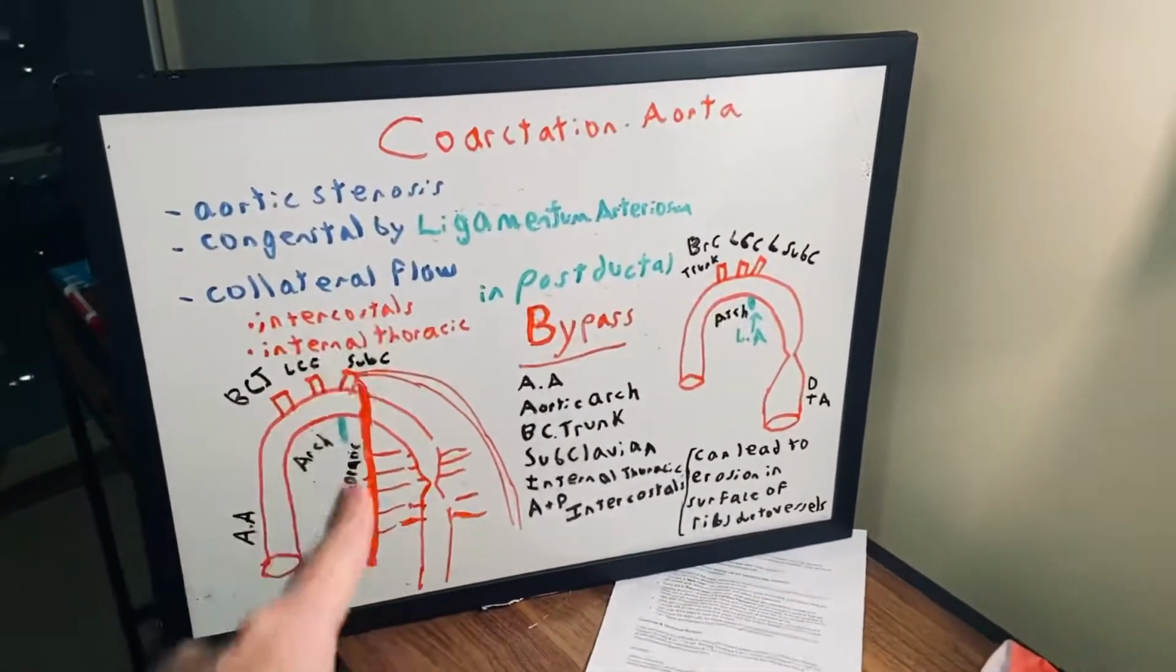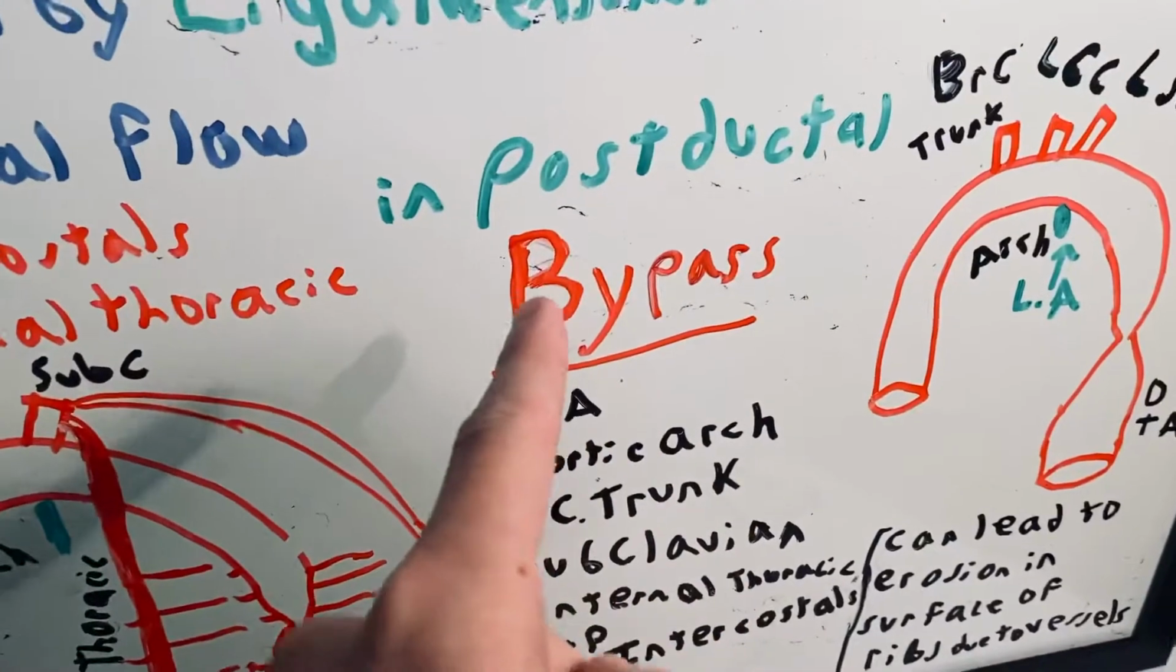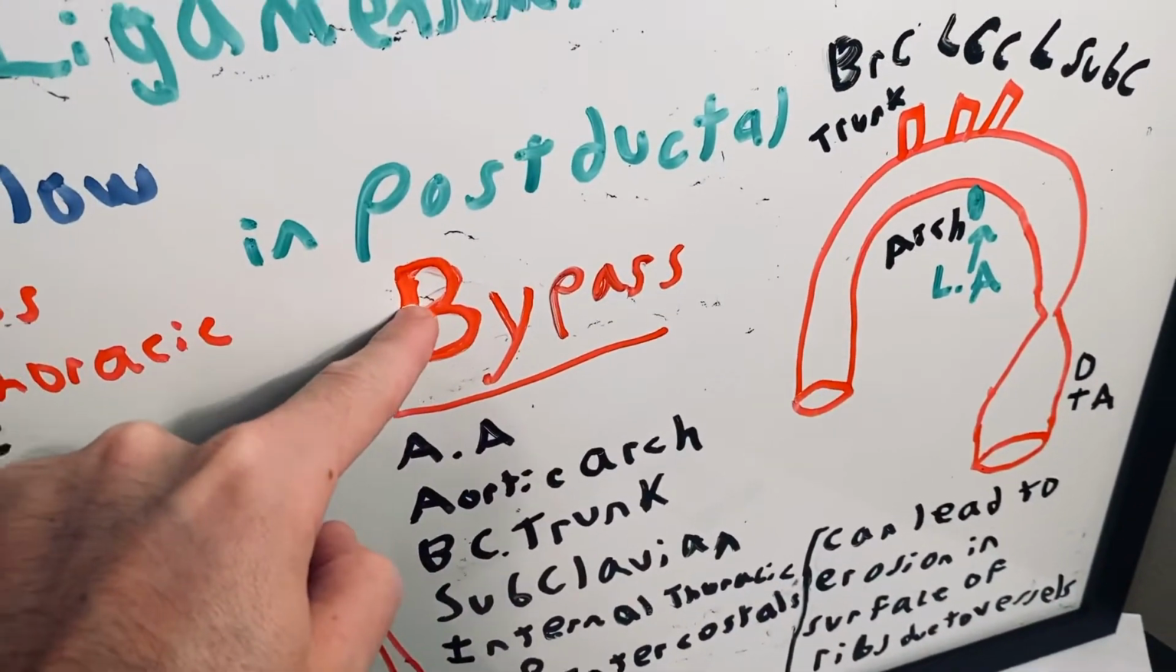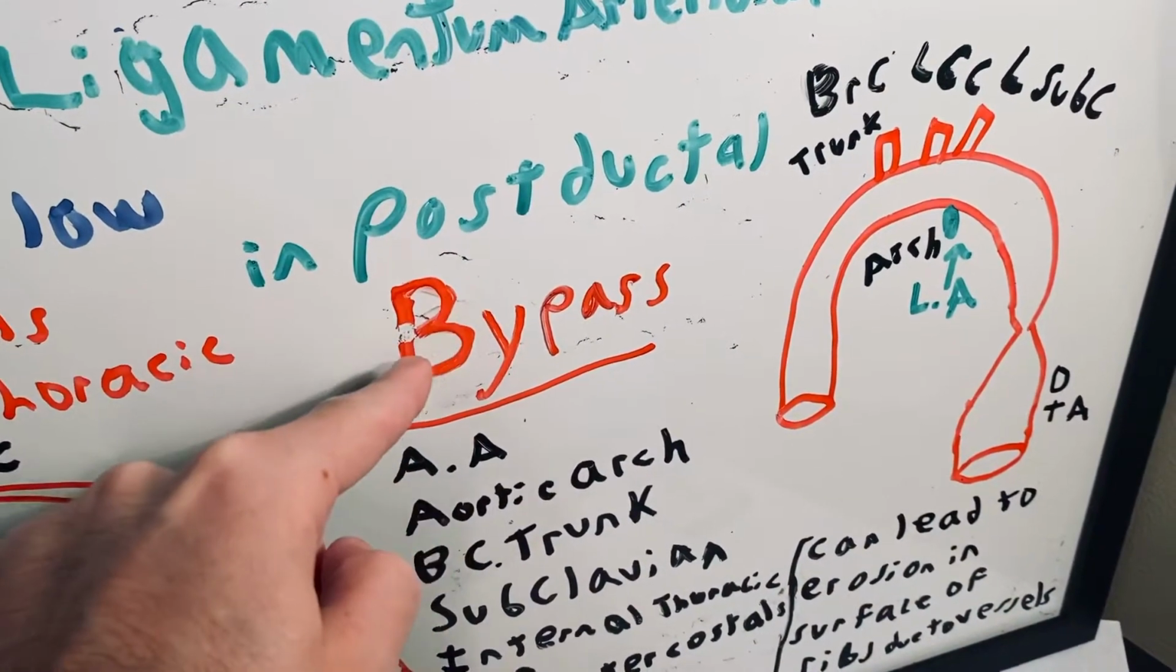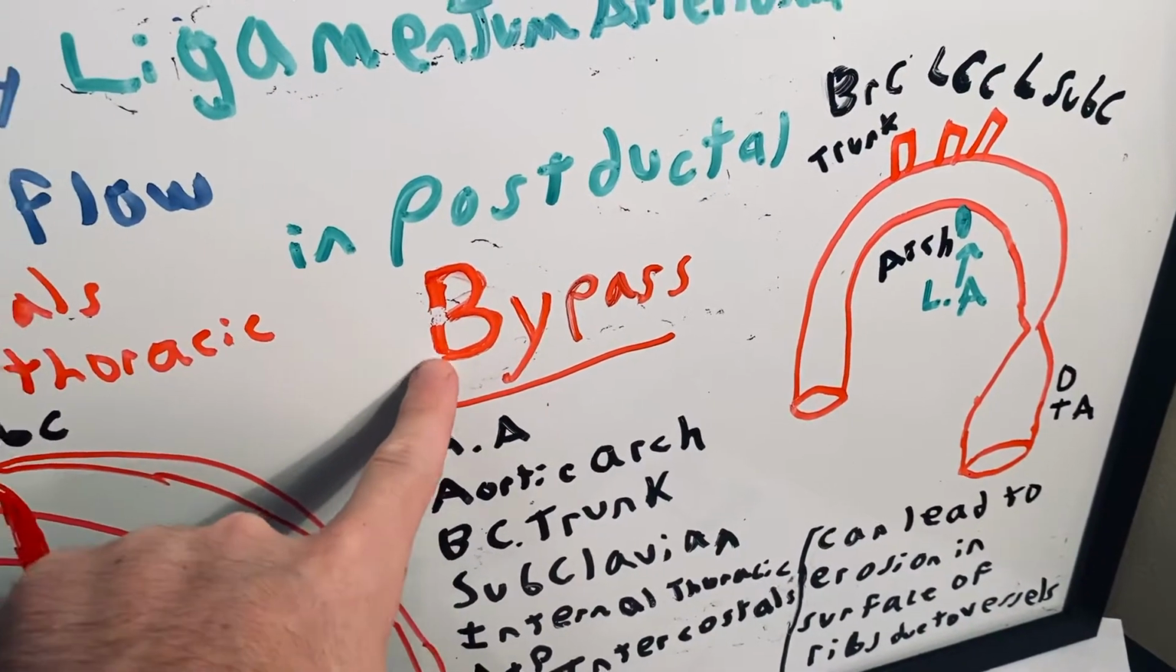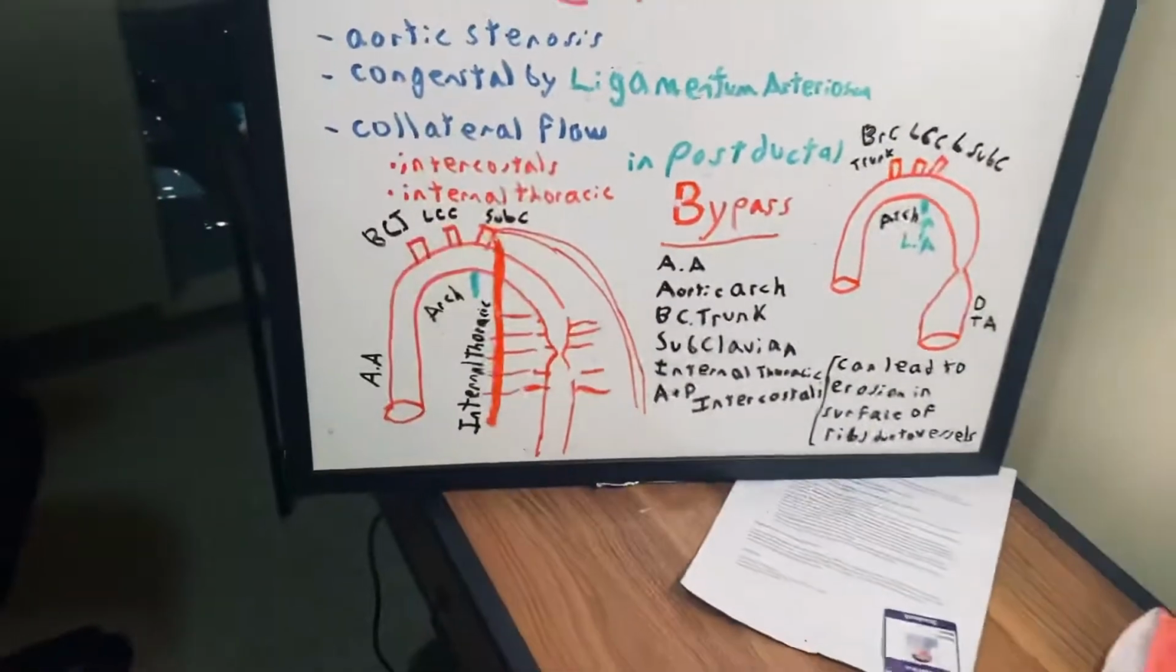So, collateral flow. You see the B in bypass? Let's say this was blocked right here. Then you can get blood to bypass that blockage and still get down here. That is basically what we're going to do with the aorta.